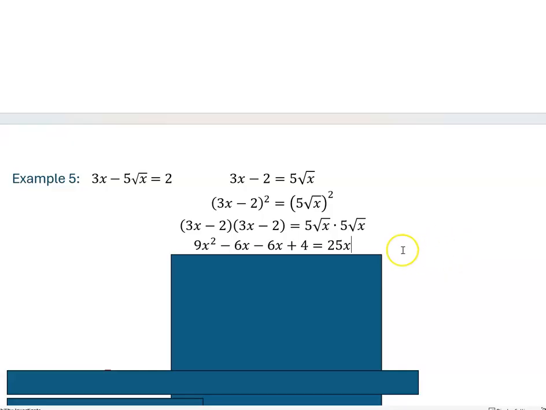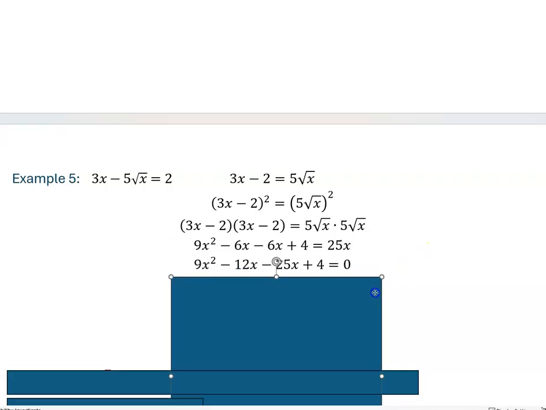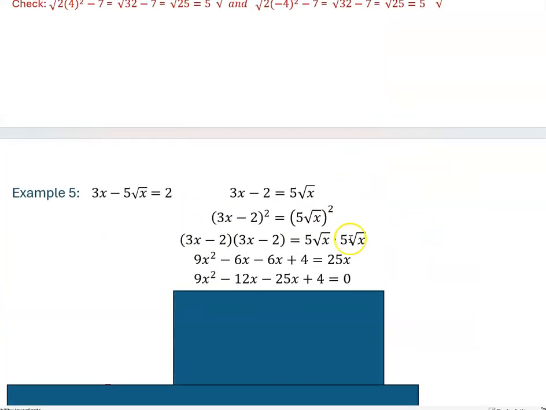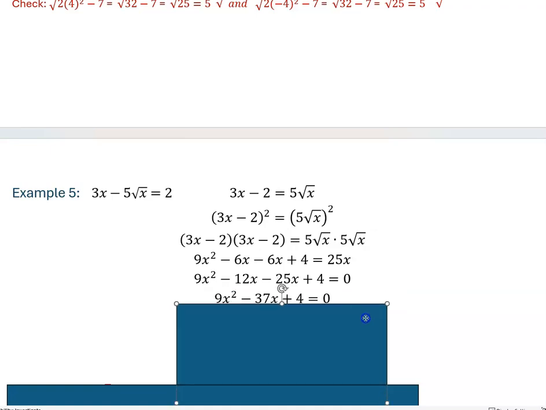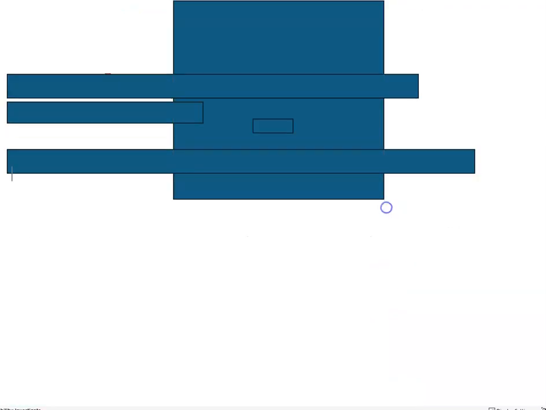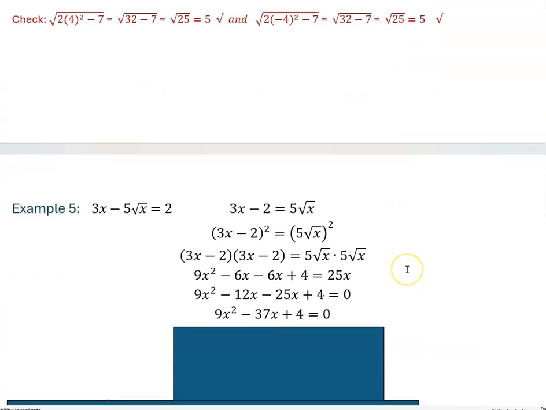And so the next thing I would do is go ahead and move my 25x to the other side and set the whole thing equal to 0. Over here, you can say I have 9x squared, minus 6 minus 6 is minus 12, and then minus 25 makes that a total of -37x. And I chose this because it is kind of a nasty problem, and I want you to see how sometimes you have to face something pretty nasty.